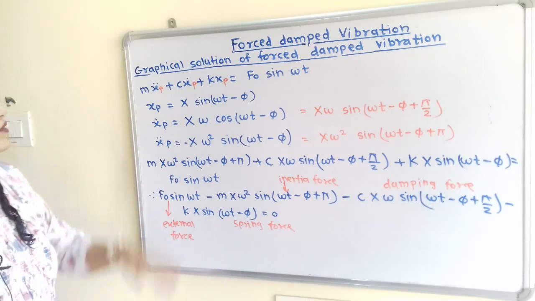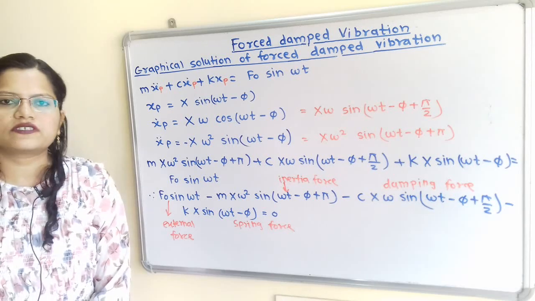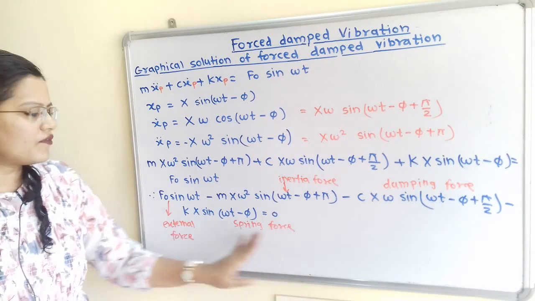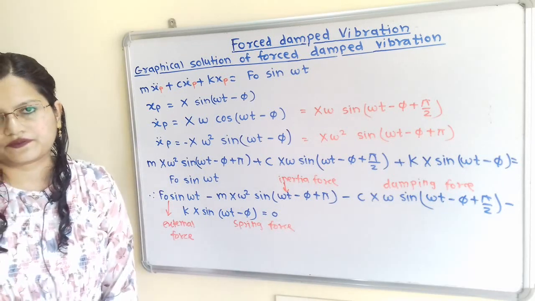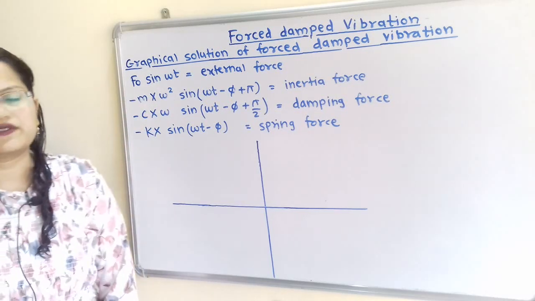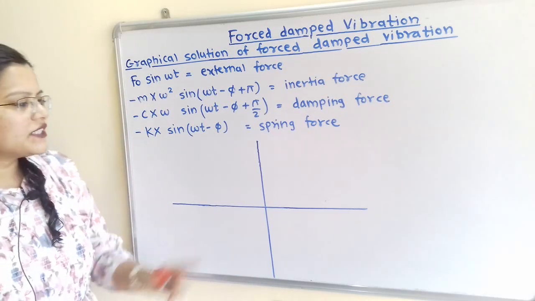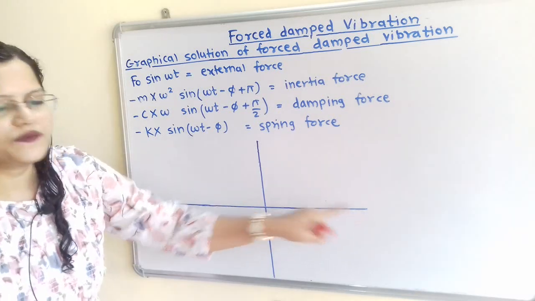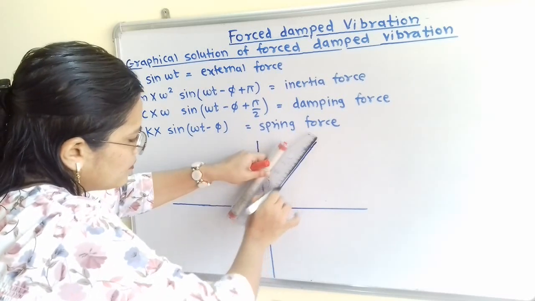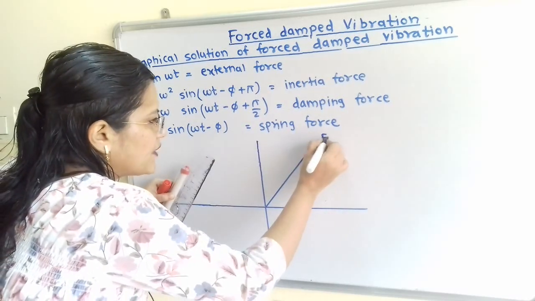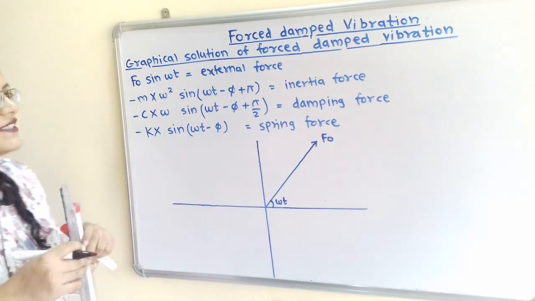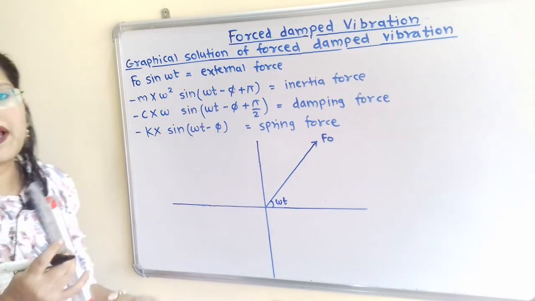Now we have to find out the graphical solution for the forced damped vibration. So we will draw here the force polygon for all these forces. This external force is at an angle of omega t. So we will draw one line which is at an angle omega t from this positive x-axis, and which is the force vector Fo. So we will show here this force vector Fo, inclined at an angle of omega t. Now the next angle we have to find out is omega t minus phi.